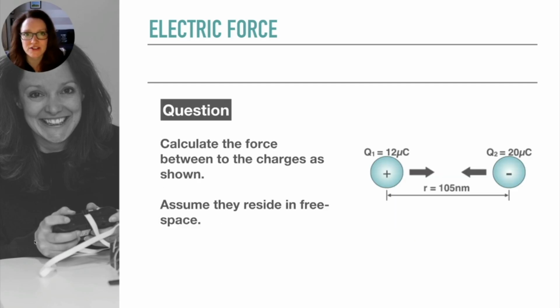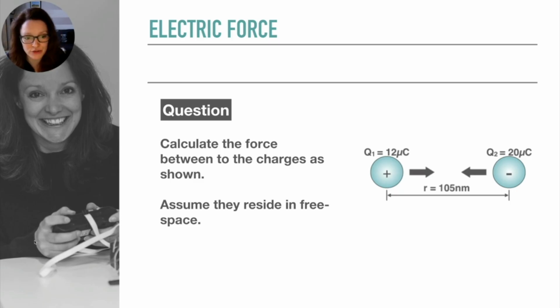Let's see if we can do some questions on it. Calculate the force between two charges as shown. Assume they reside in free space. So we know we're using the permittivity of free space for this question. The other thing I'll tell you here is this is a one-dimensional question. It's in a straight line. So we don't have to worry too much about vector addition at this stage.